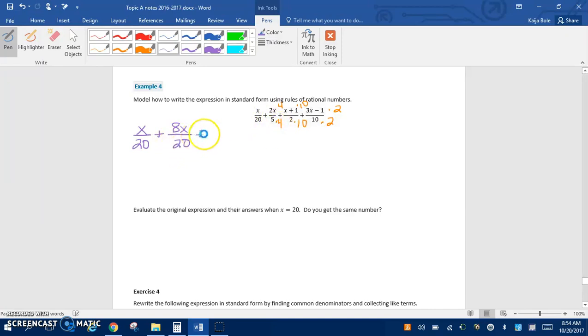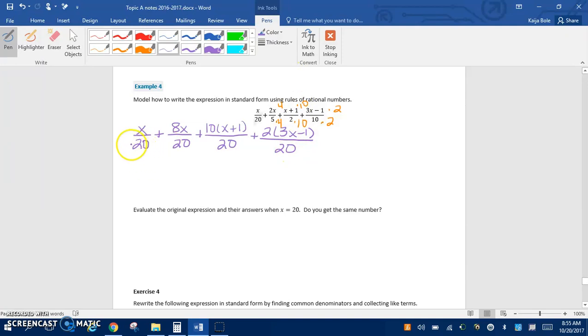Plus, now, I'm going to rewrite this part first. So we have 10 times x plus 1 all over 10 times 2 is 20. Then plus, same thing, we have 2 times 3x minus 1. And then 2 times 10 is 20.